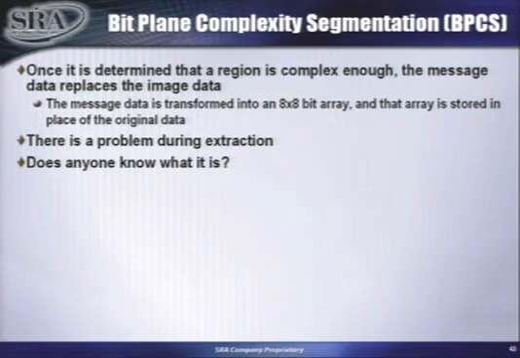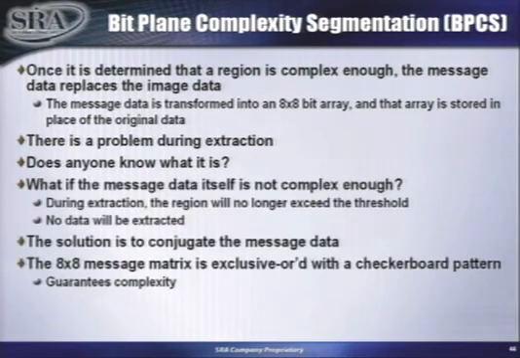When you hide your data, what if your original data is not complex? Now the extractor comes along and says, nope, this is not complex, and throws it out. Okay, so you have to deal with that solution. That's exactly what it is. The solution they came up with was to conjugate the data, and basically that's simply XORing the data with a checkerboard pattern.